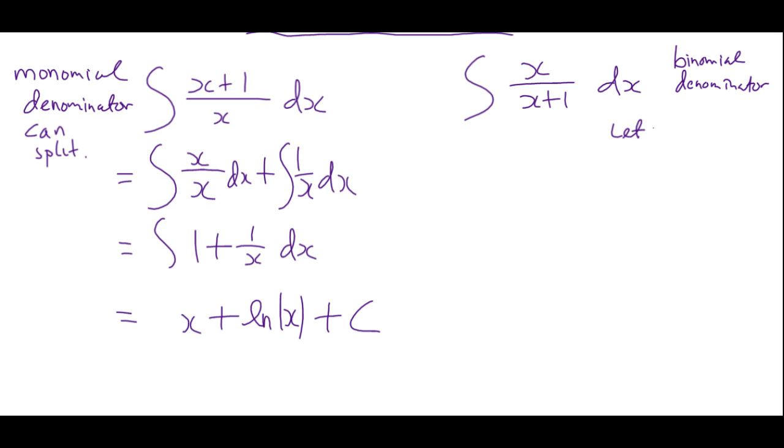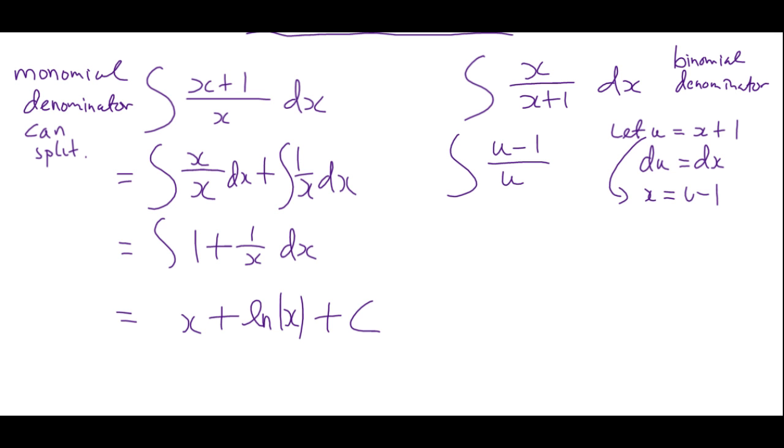So we're going to have to let u equal x plus 1. So what does that make du equal to? 1 dx, right? Or just dx. And if u is x plus 1, then what's x equal to? u minus 1. Because we can't have x's in here, right? It's got to be simplified. So this becomes u minus 1 over u du.